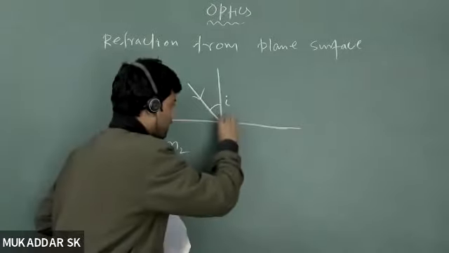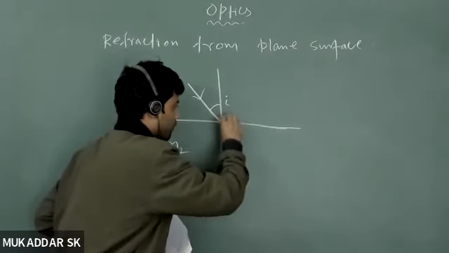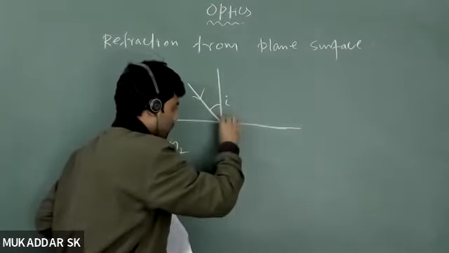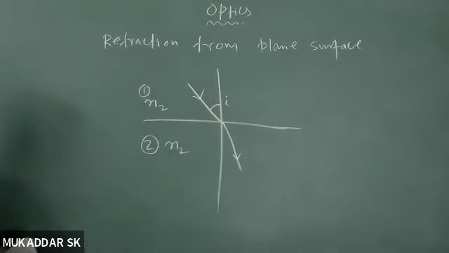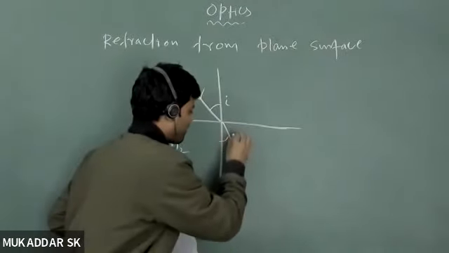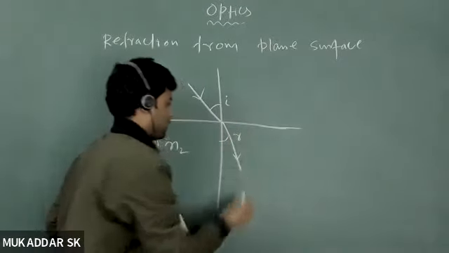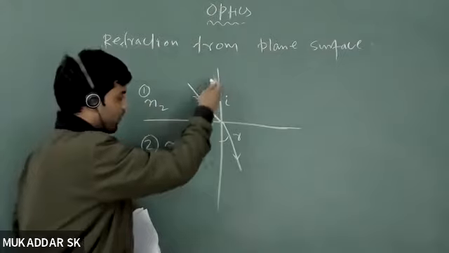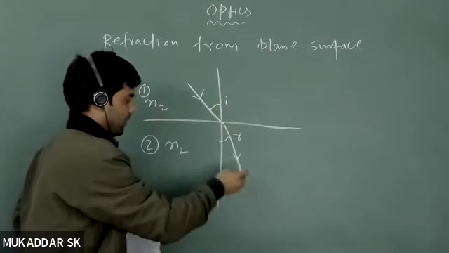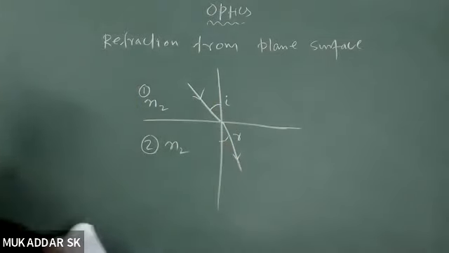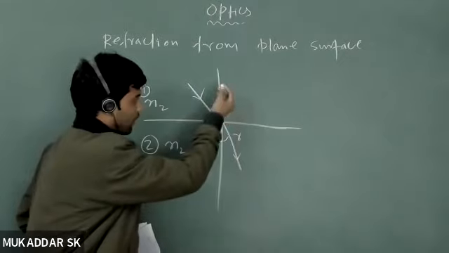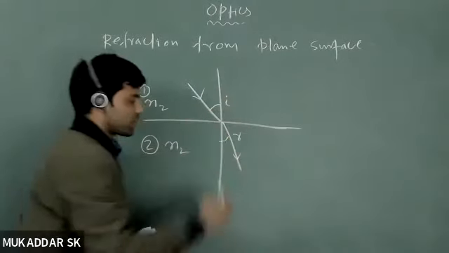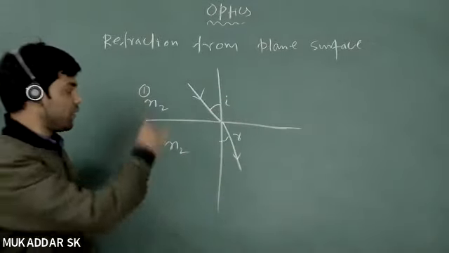Then some portion of this ray will be reflected and some portion will be refracted as well. The angle between the normal and the refracted ray is the angle of refraction. Now, this angle of refraction can be smaller than I, the angle of incidence.